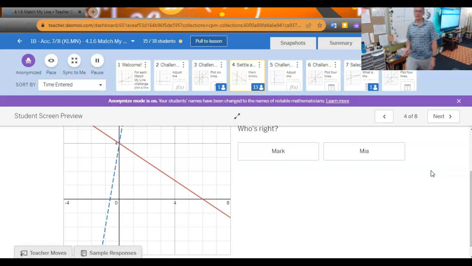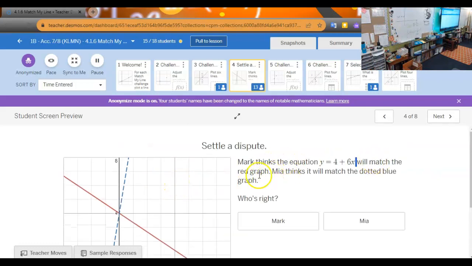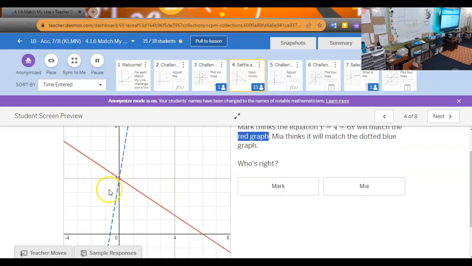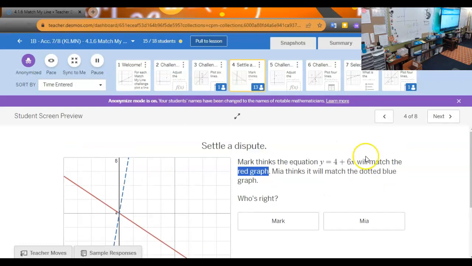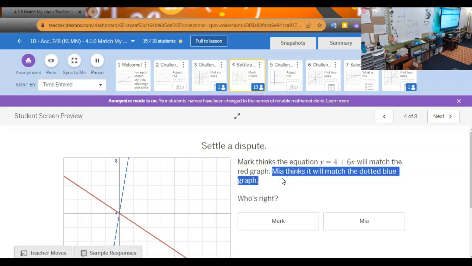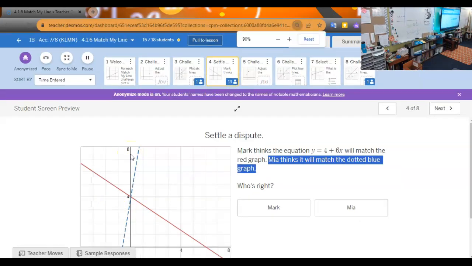So when we look at, is Mark correct? Mark thinks the equation will match the red graph. Is Mark correct? Answer in Desmos. No. Mia thinks it's the dotted blue graph. Well, does the dotted blue one start at 4? It doesn't go up far enough for us to see it. Wait, maybe it's my zoom. Nope, not my zoom.